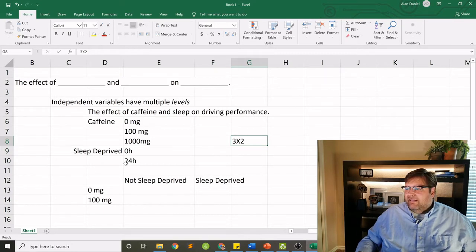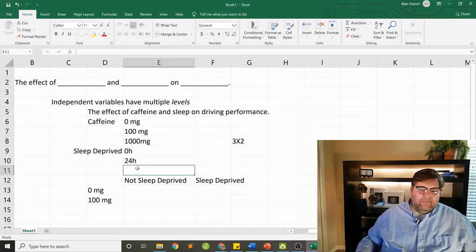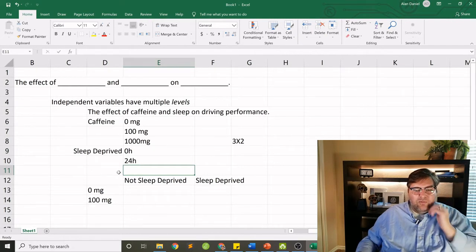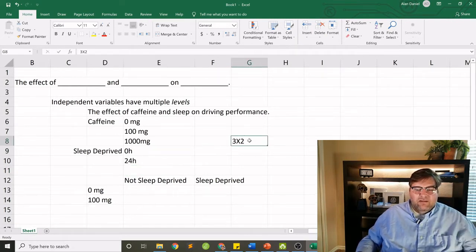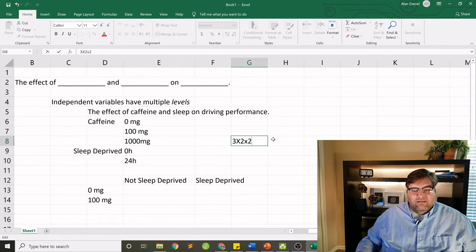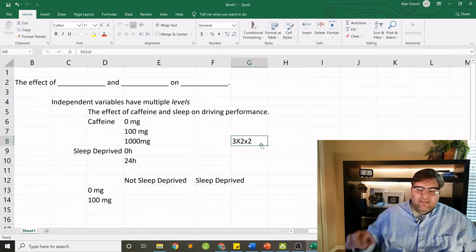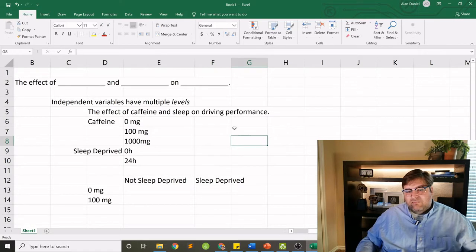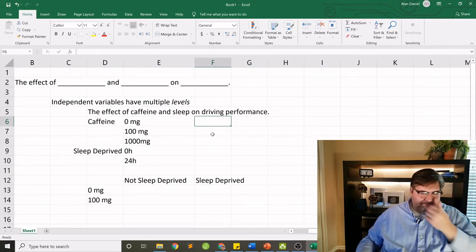What if we added a third independent variable? Well, guess what? We could add a third one. We could do, let's say, experience, right? Maybe truck drivers have to do a lot of driving while they're sleep deprived, and therefore they have a lot more experience. So maybe we have inexperience and experience. Well, now we would have a 3 by 2 by 2. And you can see where this is going, right? You can have as many different factors with as many different levels in principle as you want.